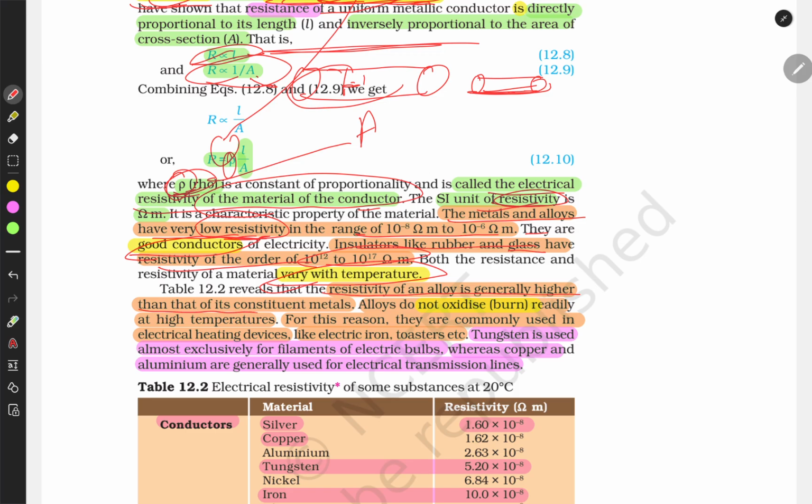Resistivity of an alloy is generally higher than that of the constituent metals, and alloys do not oxidize readily at high temperature. For this reason, they are commonly used in electrical heating devices. Alloys are used because they do not get oxidized quickly, like in an electric iron or toaster. Tungsten is used exclusively for the filament of an electric bulb, whereas copper and aluminum are generally used for electrical transmission lines.